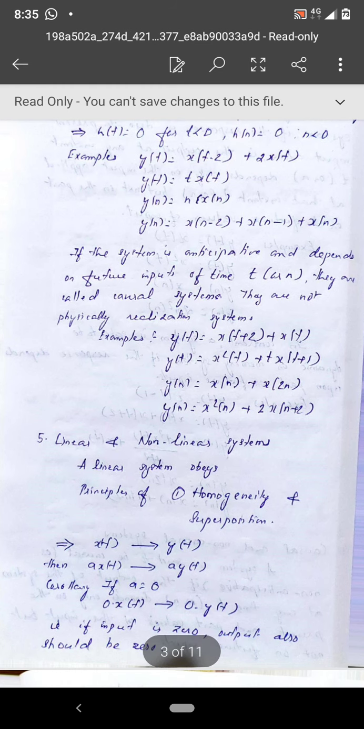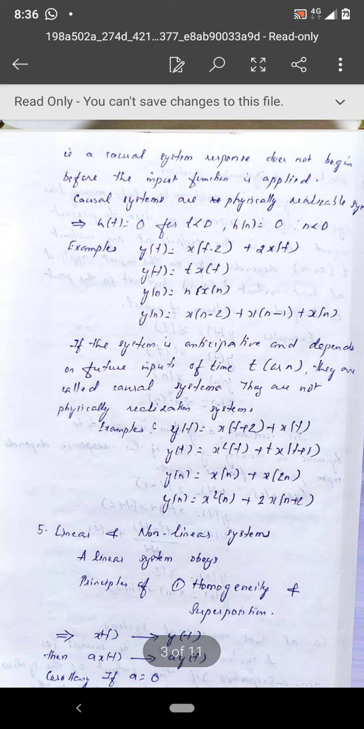Likewise, the third one, that is y of n is equal to x of n plus x of 2n, that x of 2n is a future input, whereas x of n is a present input. Okay, likewise, x square of n is actually a future input, and 2 into x of n plus 2 is a future input. So all these are non-causal systems.